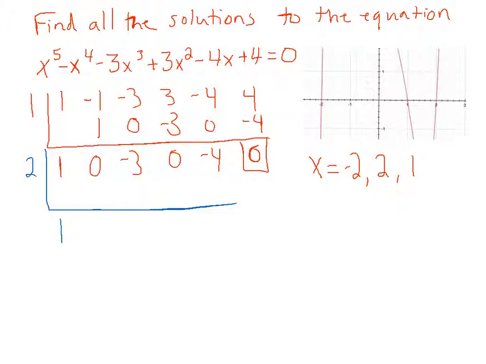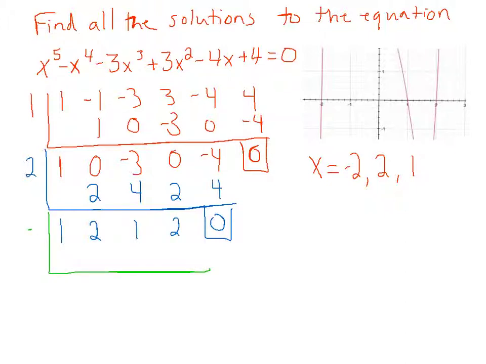So now again, I'm going to go through the division. Bring down the first number, multiply the 2 numbers on the outside, add the 2 together. 2 times 2 is 4, negative 3 plus 4 is 1, 1 times 2 is 2, 0 plus 2 is 2, 2 times 2 is 4, and I get 0 at the end again. And one last time, now I have my negative 2.